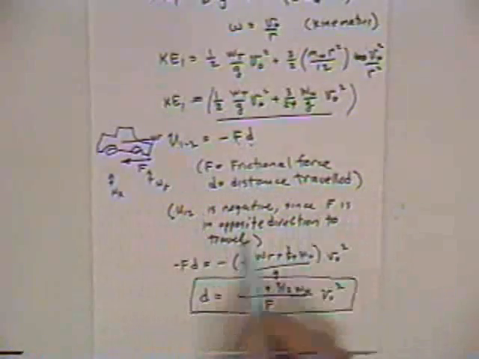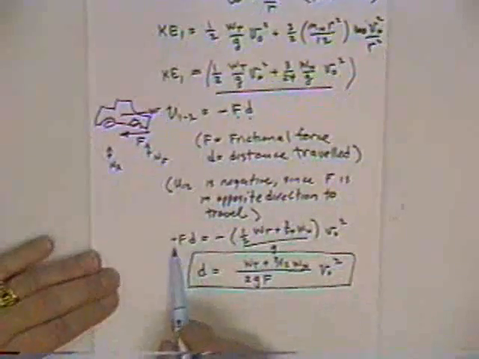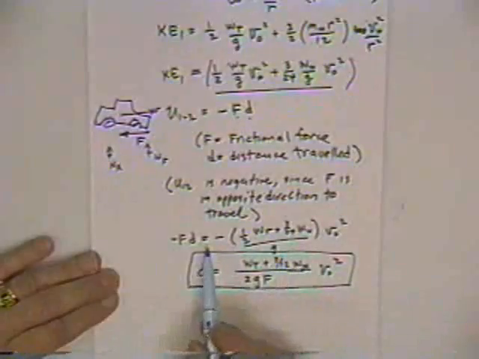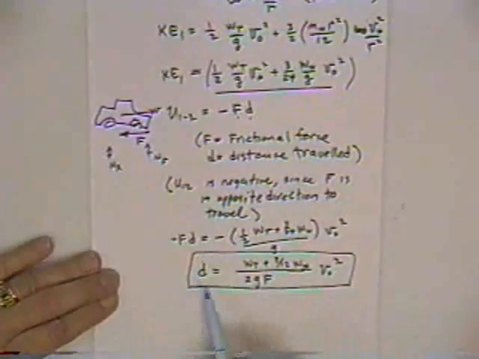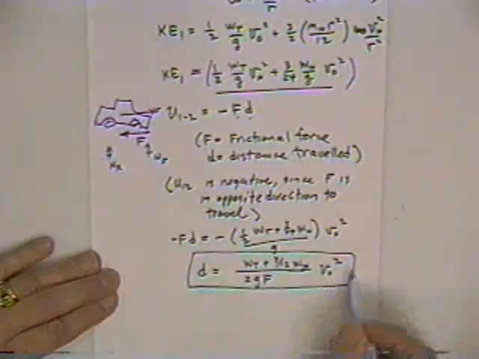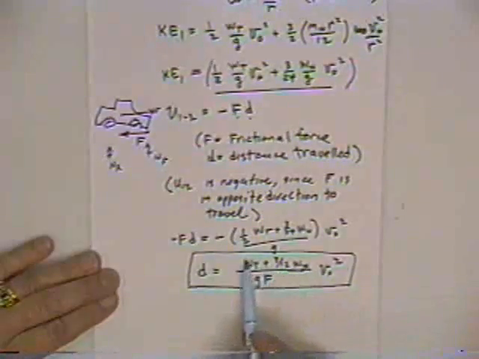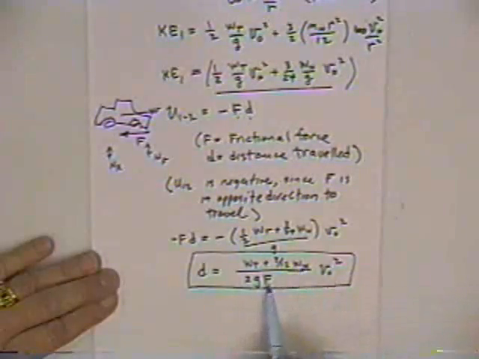And I pointed out that U12 is negative, and minus F times D, the work done between 1 and 2, is minus the kinetic energy at time 1, with KE2 being 0. And from that, we find distance D. It comes out to be a positive distance. It's going to have units of length. WT plus 3/12 WW, WT being the weight of the car plus 3 wheels, WW being the weight of each wheel, over 2GF, F being the friction, V0 squared.